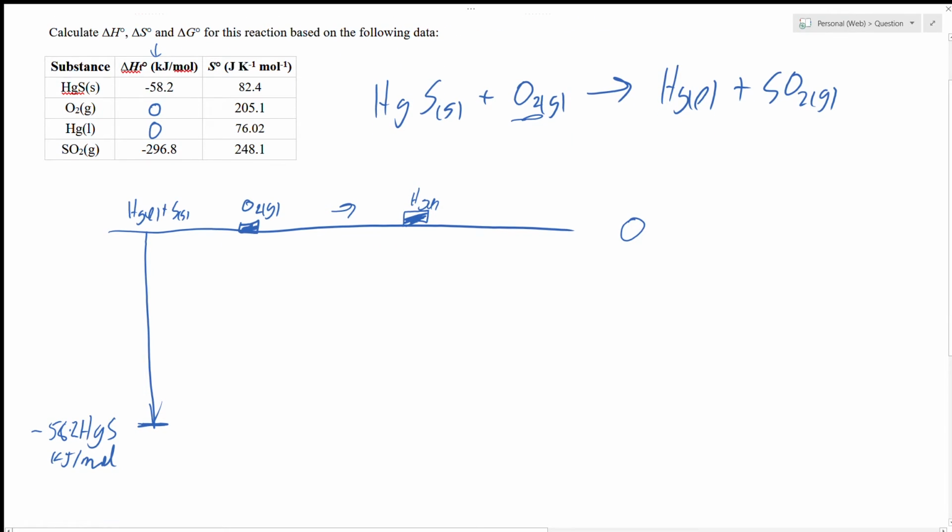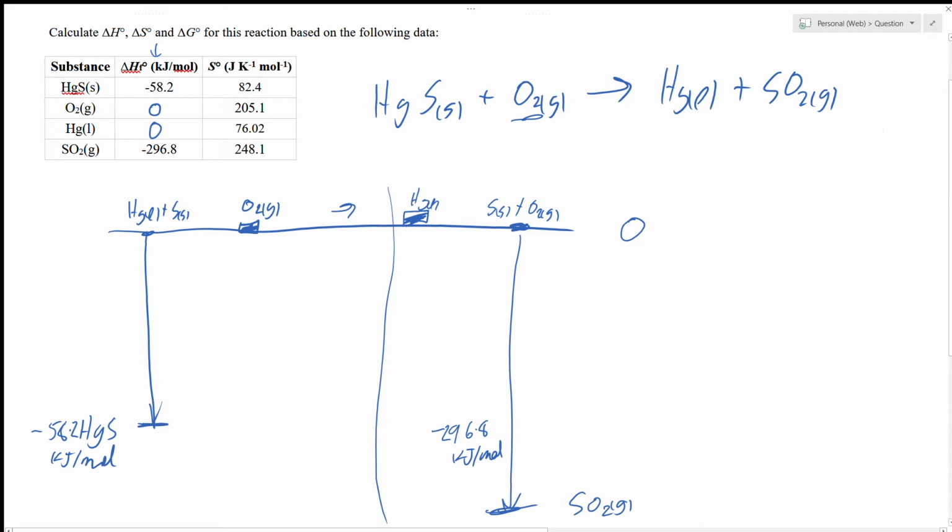Now we have a heat of formation associated with sulfur dioxide gas, and we know that heat of formation is minus 296.8 kilojoules per mole. How do we get to sulfur dioxide? By combining elements: solid sulfur plus oxygen gas gives us that sulfur dioxide. So all of our elements are sitting here on 0, and all of our compounds are sitting out here.